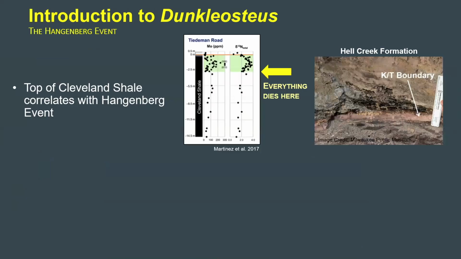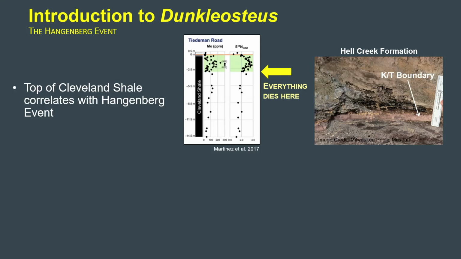So at the very top of the Cleveland Shale correlates with what's known as the Hangenberg event. They've actually done research over by Tiedemann Road down by the airport, and they found a chemical excursion signature at the very top of the Cleveland Shale that matches the chemical excursion of the type section of the Hangenberg event over in Germany.